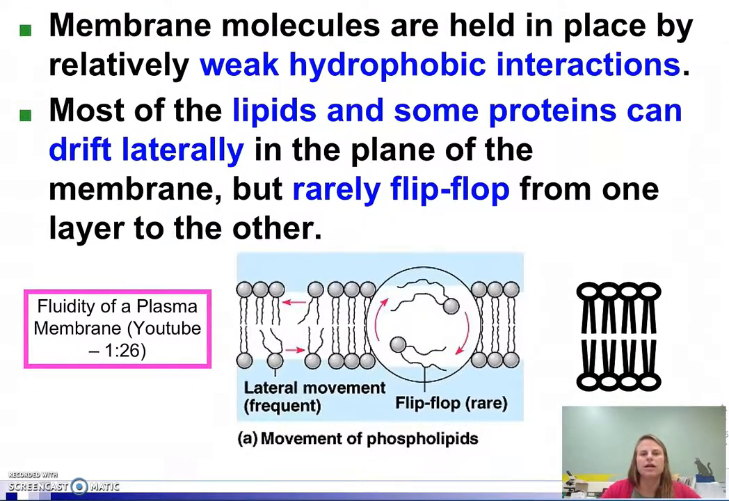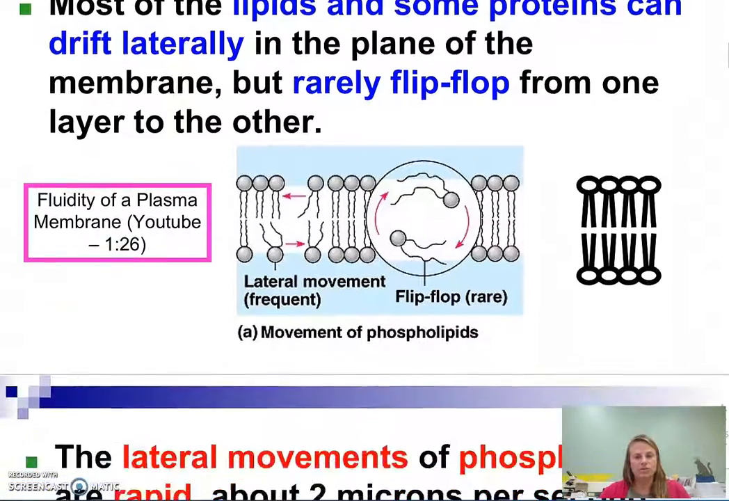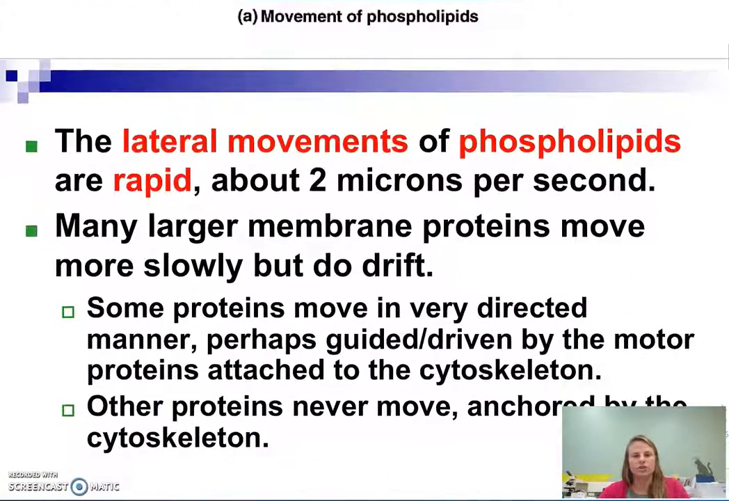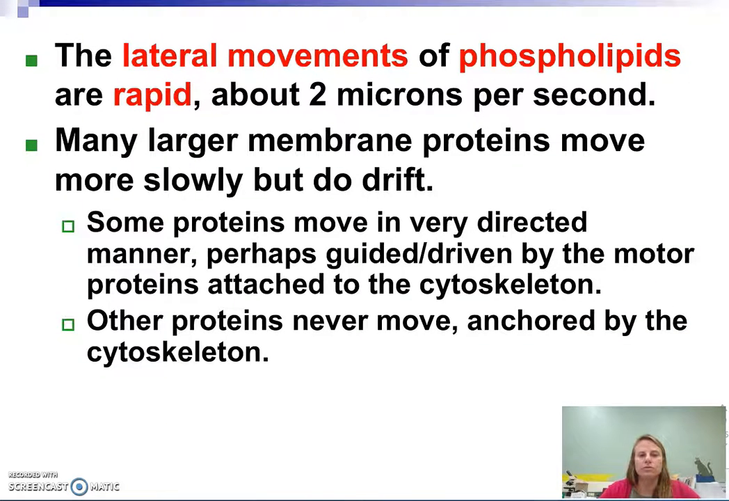Basically, membrane molecules are held in place by relatively weak hydrophobic interactions, which enables the lipids and some of the proteins to drift laterally from side to side. Rarely would they flip-flop. But they more commonly will drift side to side. So if there's any disturbance, the plasma membrane is able to go back to its original shape. And these lateral movements are relatively fast, about 2 microns per second. And again, many of the larger membrane proteins move, but much slower.